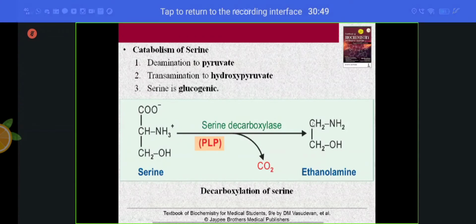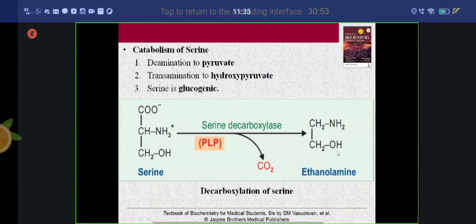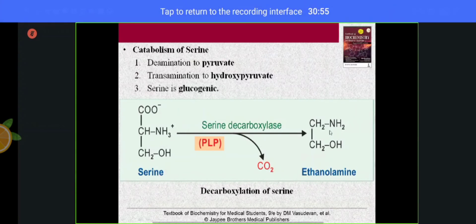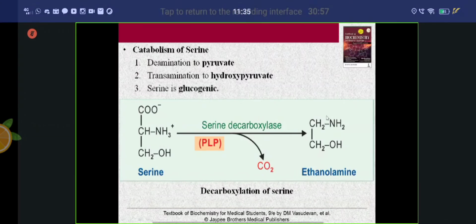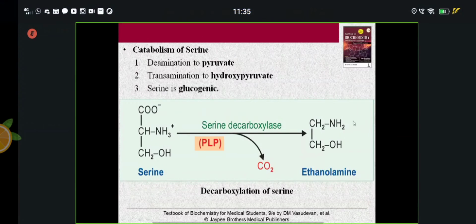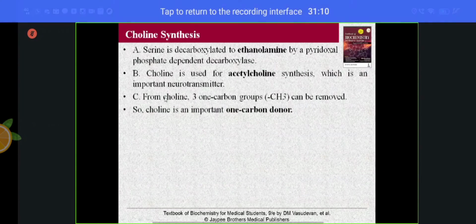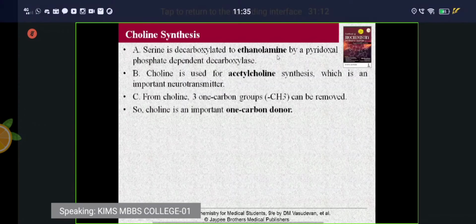Ethanolamine. How easy to remember: 2 carbons, no? 2 carbons with OH. It is ethanol. You are adding NH2, it becomes ethanolamine. All of you know ethanol, the alcohol, 2 carbons with OH. If you add ammonia, it will become ethanolamine, right? So serine is decarboxylated to ethanolamine.